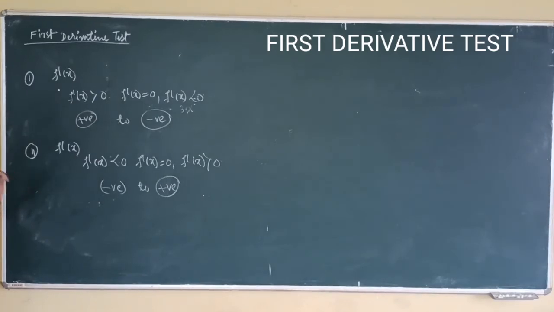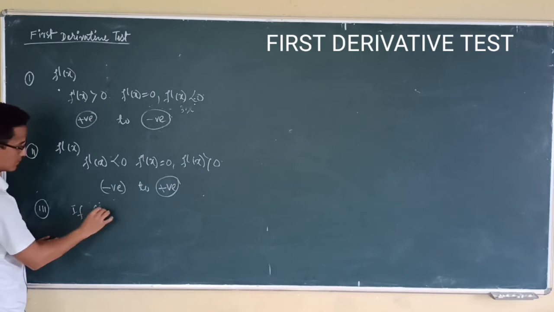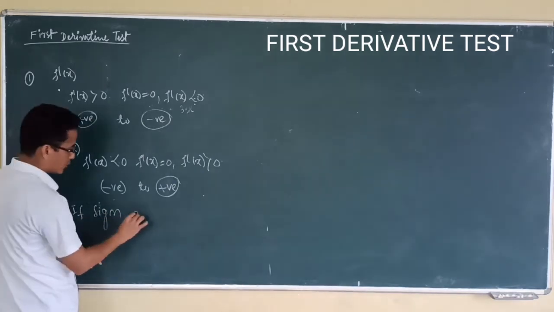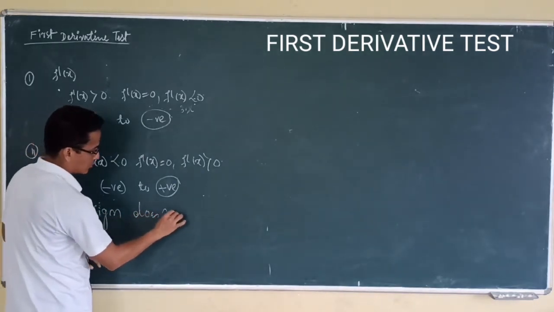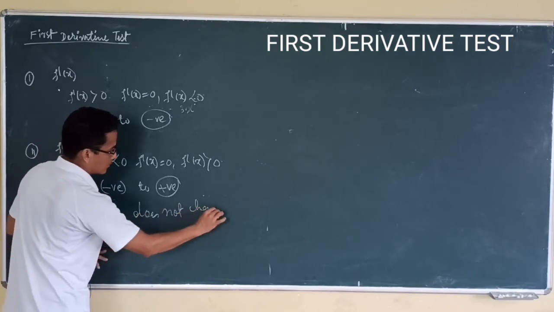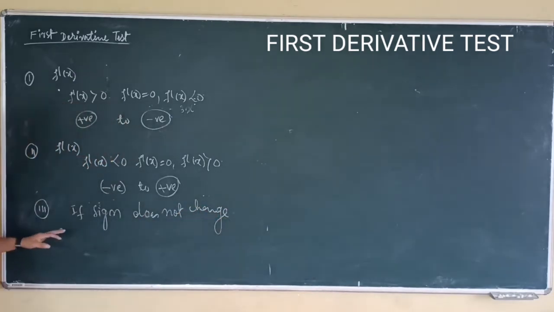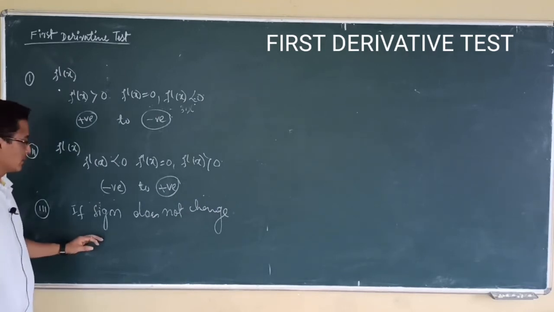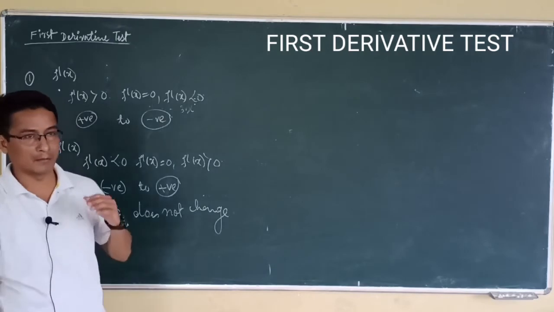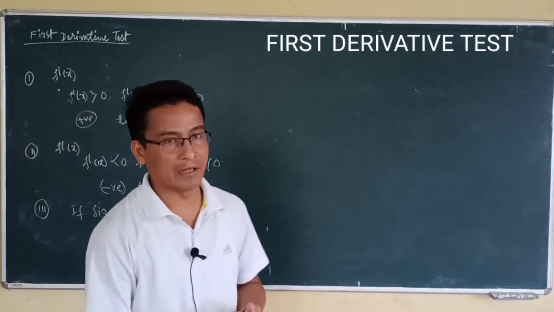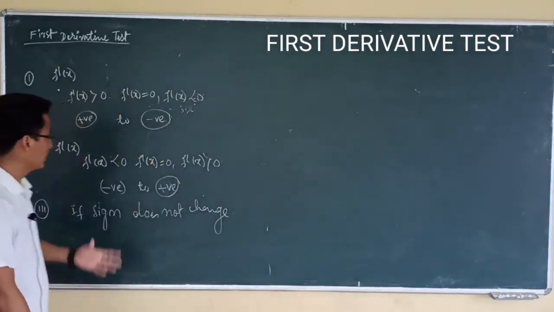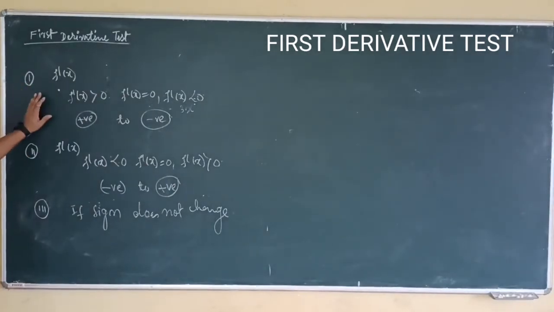Minimum value of a function. In number 3, if the sign does not change, then what will we get? We will get the points of inflection. That means we neither get a maximum nor a minimum value of the function. This is all about the first derivative test.